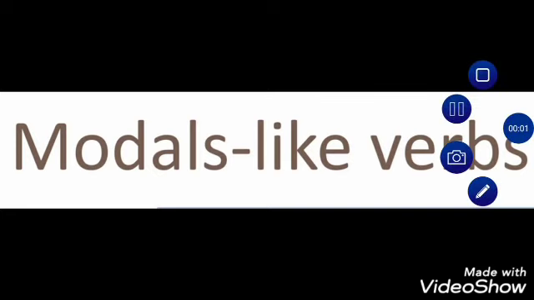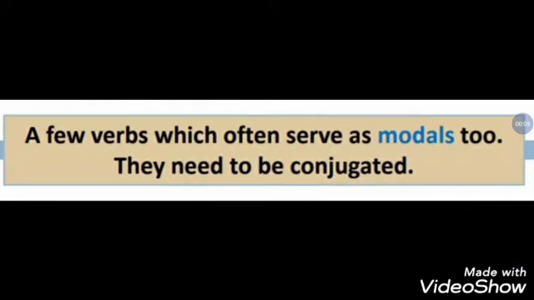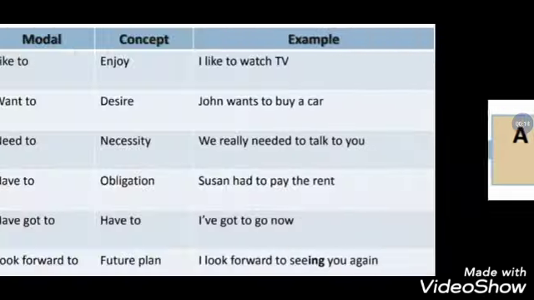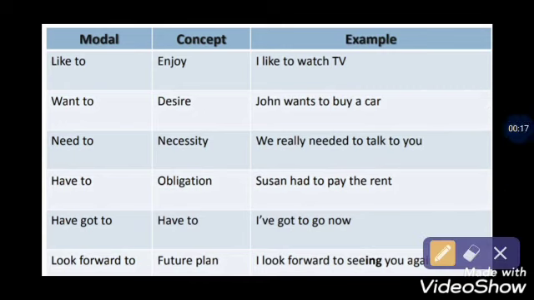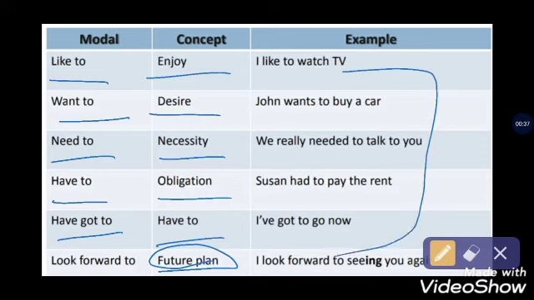Now we discuss those modals which we can use like verbs, and here are those ones. A few verbs which often serve as modals too. They need to be conjugated, and these are those modals. Like to, it's used for enjoyment. Want to, it's used for desire. Need to, it is for necessity. Have to, for obligation. Have got to, for have to. And look forward to, for future planning. Okay, and there are examples of these all, how to use them.